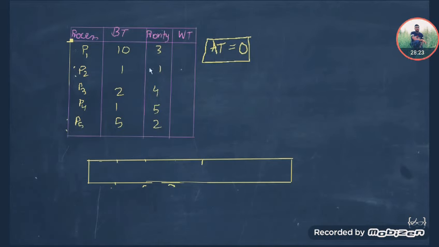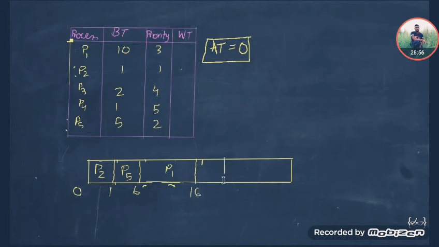So since the priority of this is 1, we start executing P2 first. Alright, so 0, 1. So we execute P2 first, since the burst time of P2 is 1. Then we execute the second priority process, which is P5. So 1 plus 5 is 6. Then the third one is P1. So let's execute P1. It's a really big process. So 6 plus 10 is 16.